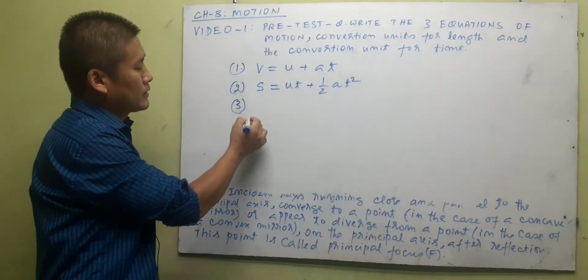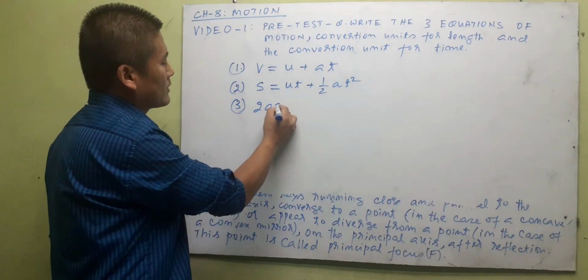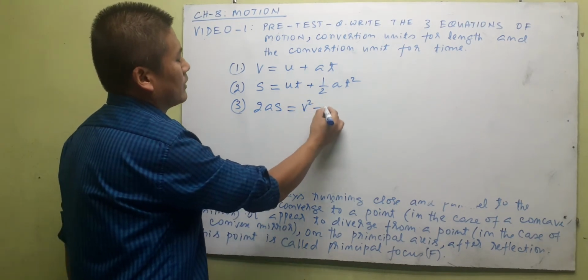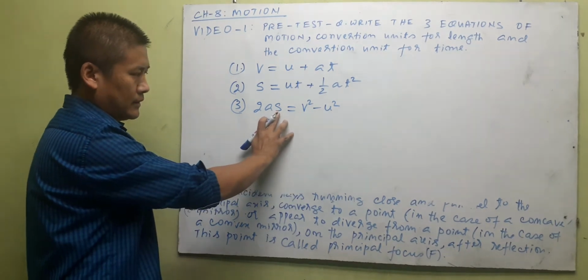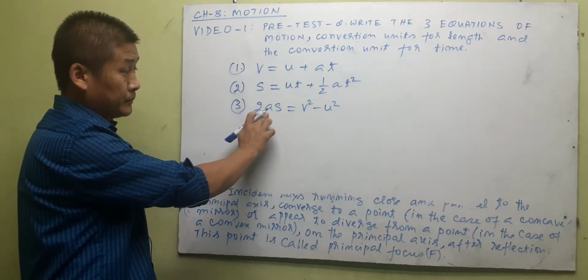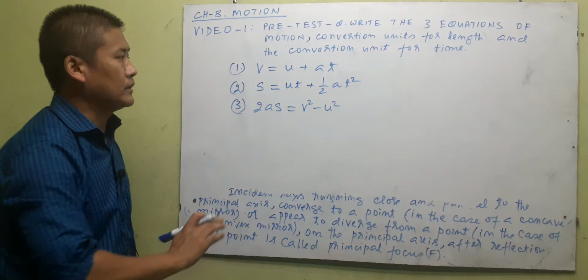And the third one is 2as = v² − u². Here u is initial velocity, v is final velocity, s is distance, and a is acceleration. So these are the equations.